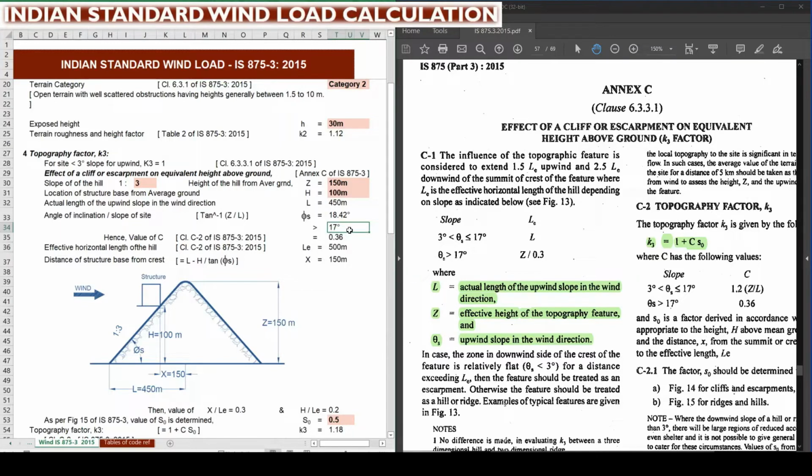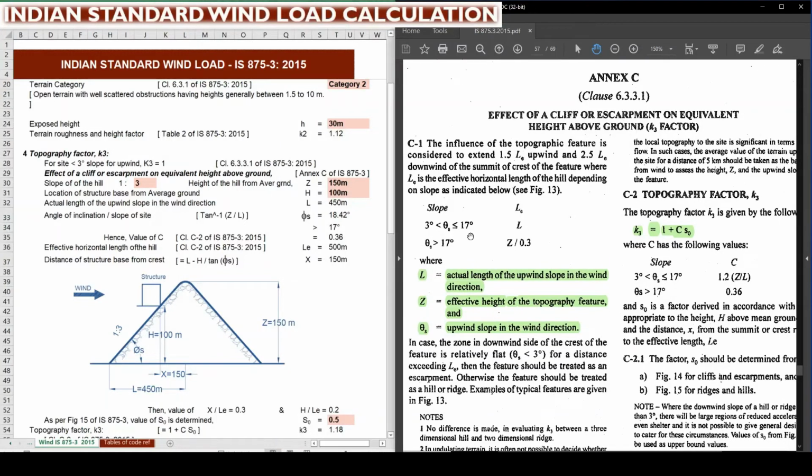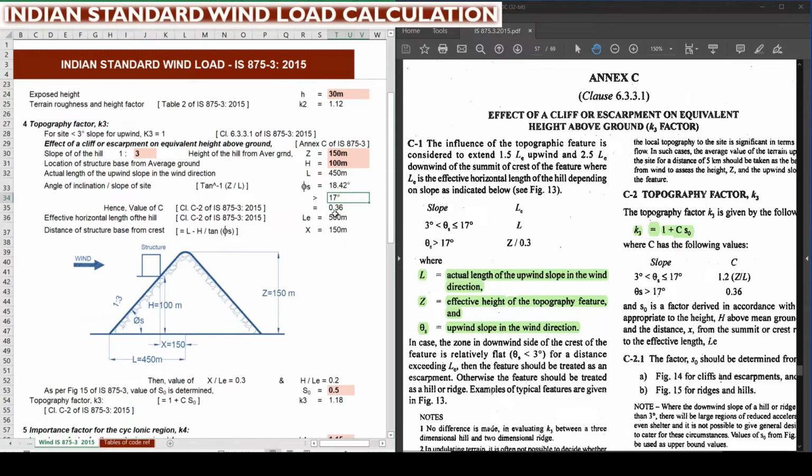Why are we comparing this 18.42 degree to 17 degree? This is as mentioned in Annexure C. In Annexure C, there are two categories to find the K3 factor. One is the slope in between 3 degree and 17 degree, for which we have to use one set of formulas to find the K3 value. And if the slope is greater than 17 degree, we need to go to another set of formulas. So we checked here and found that it is more than 17 degree.